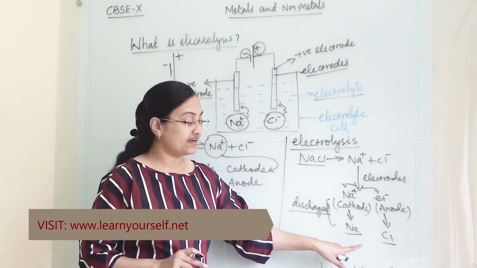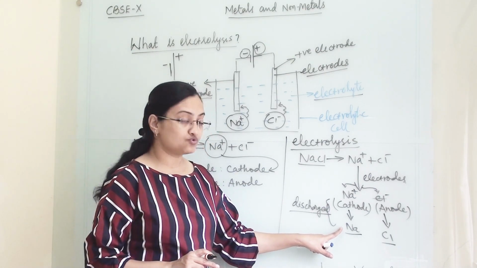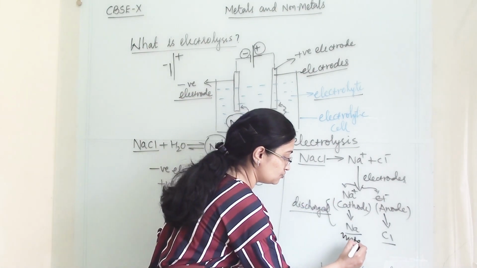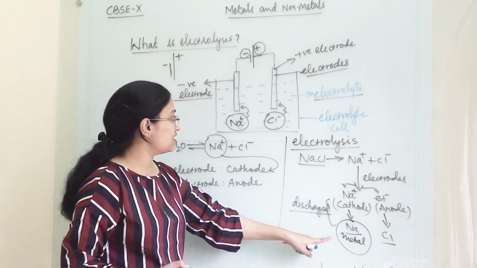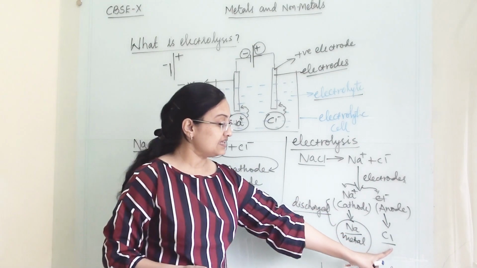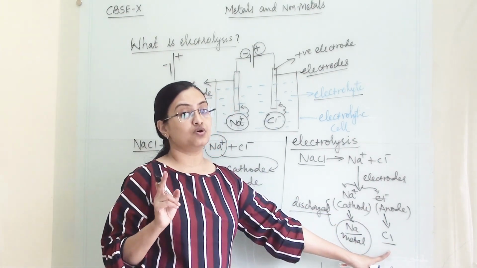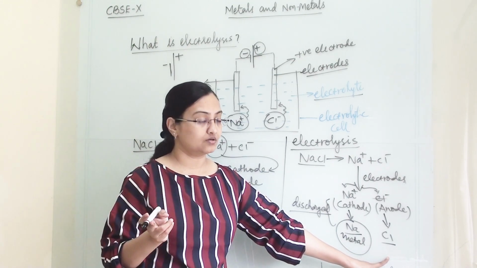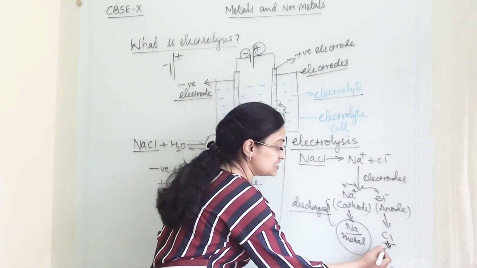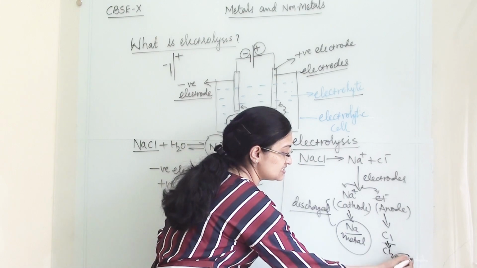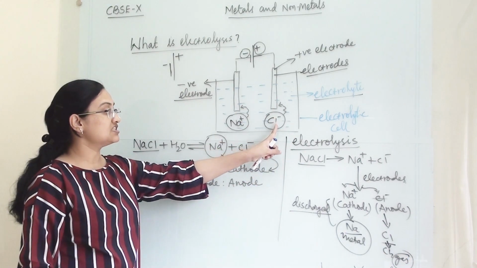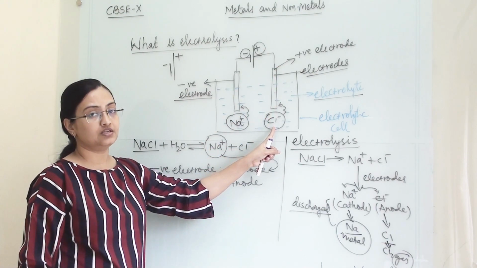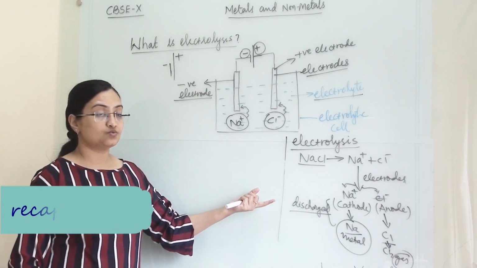So, once they reach their respective electrodes, what will happen? Sodium is a metal. Once it gets discharged, it will become sodium metal. So we will get sodium metal as a product at the cathode electrode. Now, chlorine alone is not a stable atom. So it will form a bond with another chlorine and become Cl2 gas. That is our product at the positive electrode, the anode. So at the anode we will get chlorine gas.